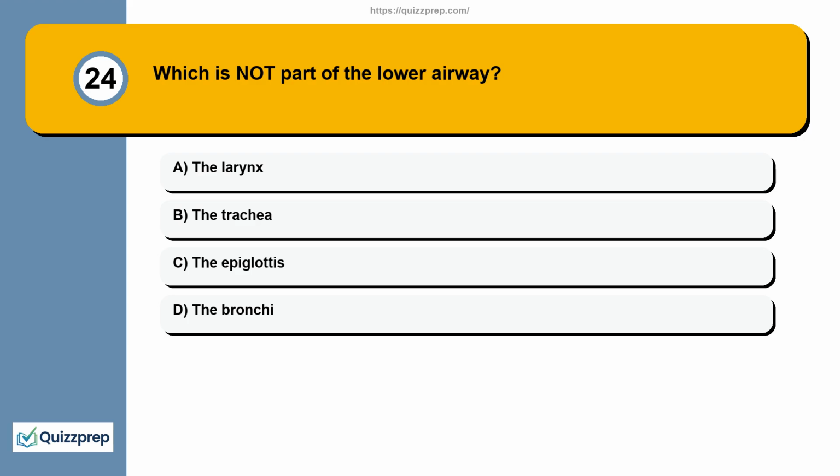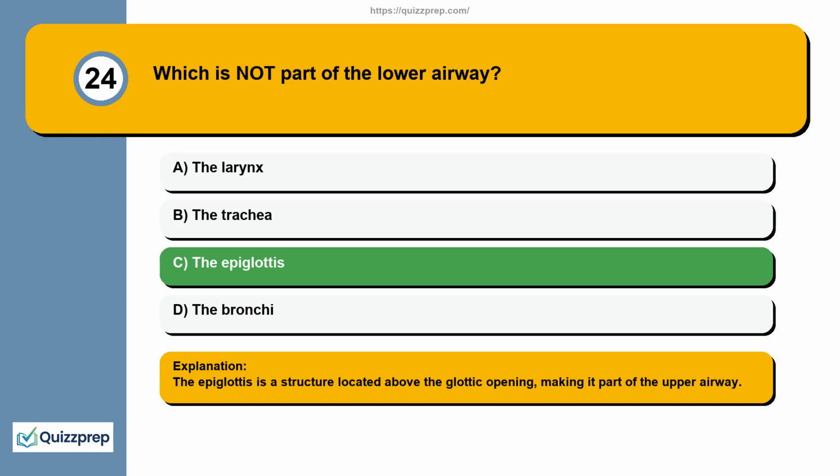Question 24. Which is not part of the lower airway? The larynx, the trachea, the epiglottis, the bronchi. The epiglottis is a structure located above the glottic opening, making it part of the upper airway.